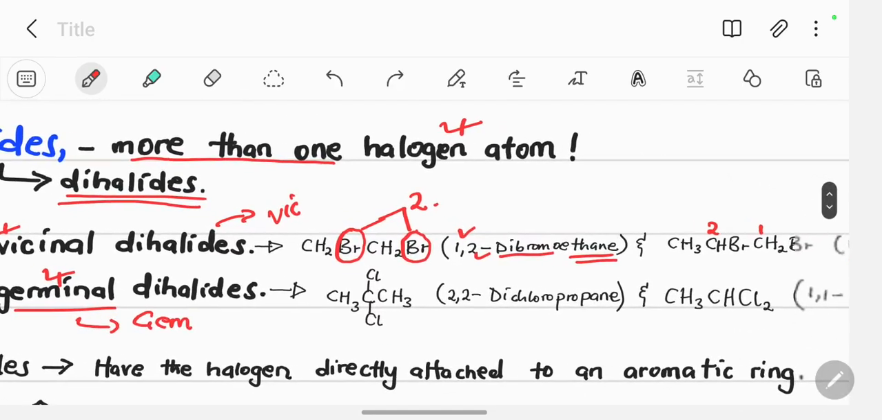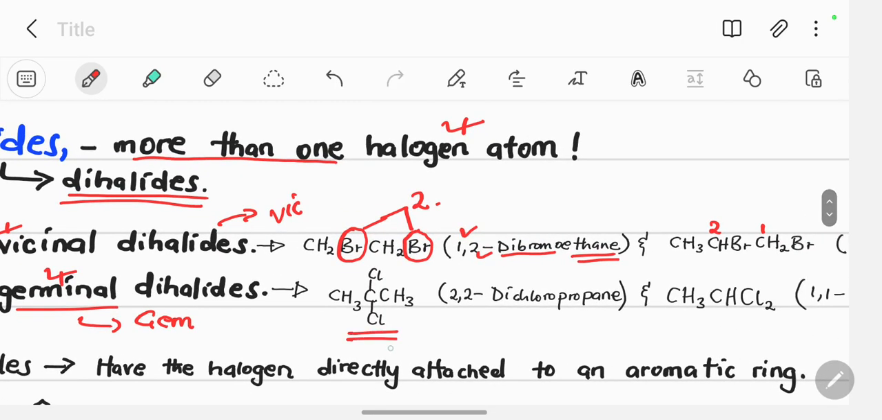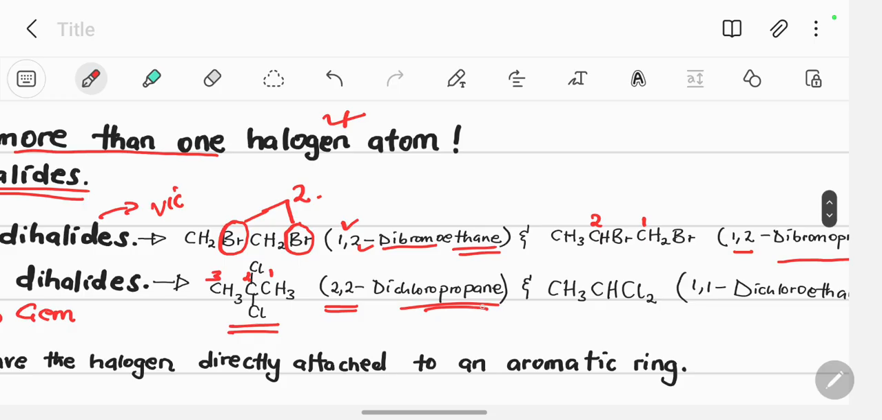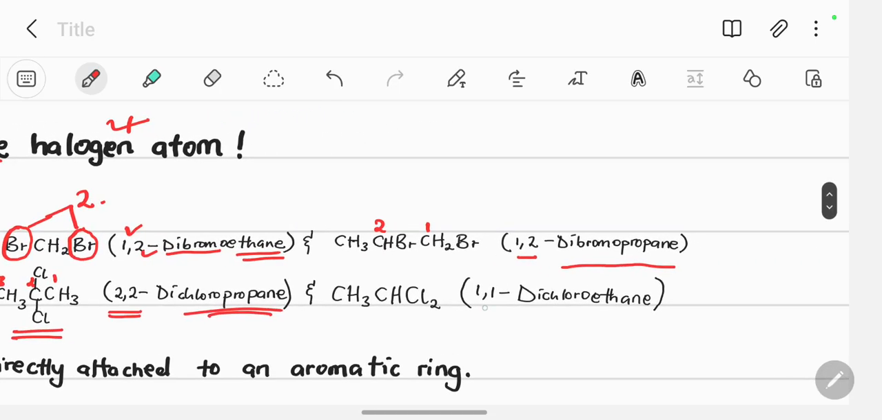Now, gem dihalides are having 2 halogens attached to the same carbon atom. And we have an example, 2,2, meaning they're in the same position. You start counting from here, 1, 2, 3. So 2,2-dichloropropane. Then we are having 1,1 attached to carbon atom 1. So you don't label it from this side 1, 2, and so 2,2-dichloroethane is wrong. We take the lowest value.